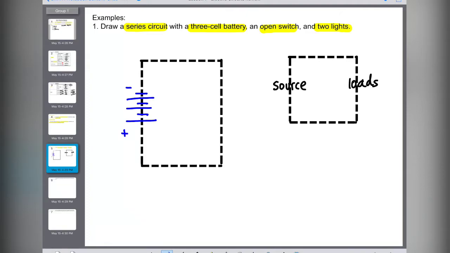I have an open switch, so I'm just going to put my switch at the bottom. An open switch means the 2 dots, and then I do a line that's not connecting it. And then I have 2 lights in series. So I'm following the rule here. I'm going to put my loads on the right hand side. So I'm going to draw 2 light bulbs in series, so they're all along the same path. I'm going to put a circle around them, and I'm going to connect up the rest of the circuit. I need to put in my wires in between all of these.